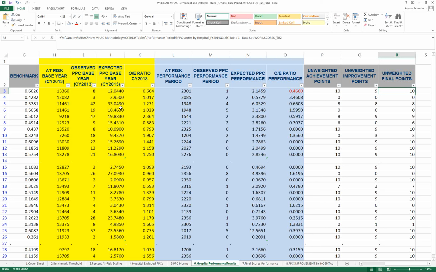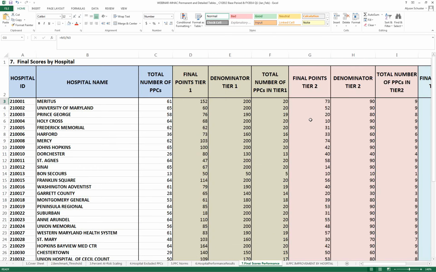Now, just to give a second example, this next PPC, as you can see, the OE ratio is 3.4. This is higher than the benchmark and higher than how the hospital did last year, and so they get 0 points. So once you have all of the points for each PPC, we then go ahead and calculate the final score.